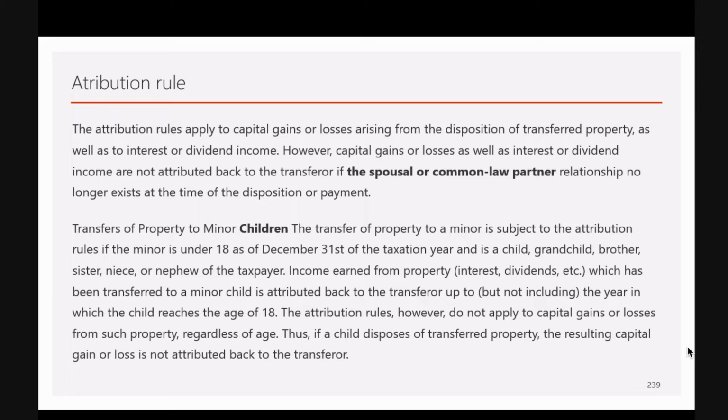I have an example for the attribution rule. One of my friends, a couple, they have money. They purchased an apartment in downtown, a new apartment, I think 5 years ago. It's 500 something, 500,000 something.